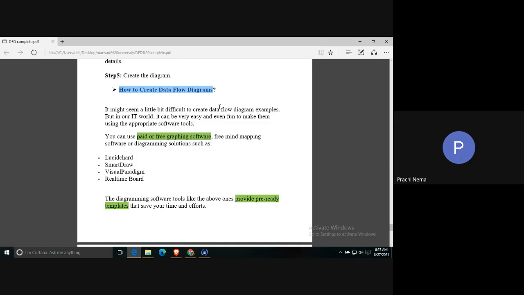Pen and paper is an old school technique. You have many software tools which are freely available. You can access them for free to draw DFDs, which are listed over here: Lucidchart, SmartDraw, Visual Paradigm, and Creately. Among all these, Lucidchart is a good option. It is user friendly and it is available for free, so you can use it.